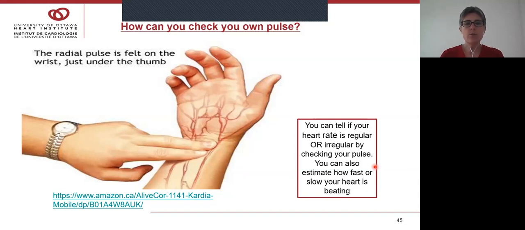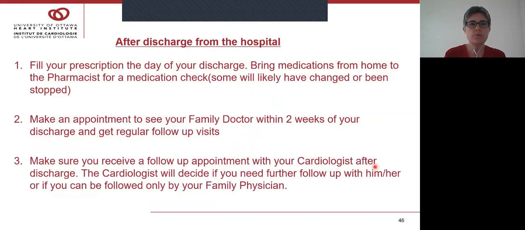So to check your pulse, in that soft tissue just below your thumb, that's your radial pulse. By feeling that, you can get a sense of whether your heart is beating regularly or irregularly, and how fast it is. Is it going too fast or too slow? That can help you keep track of whether maybe you're in atrial fibrillation, or if your heart rate is under good control.